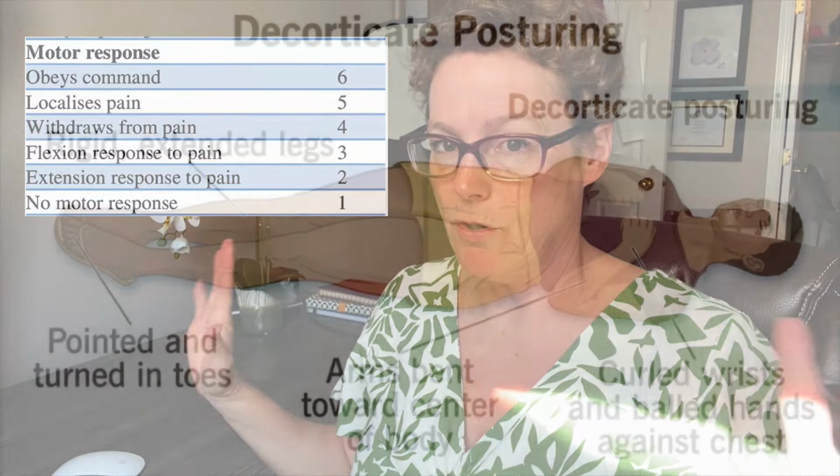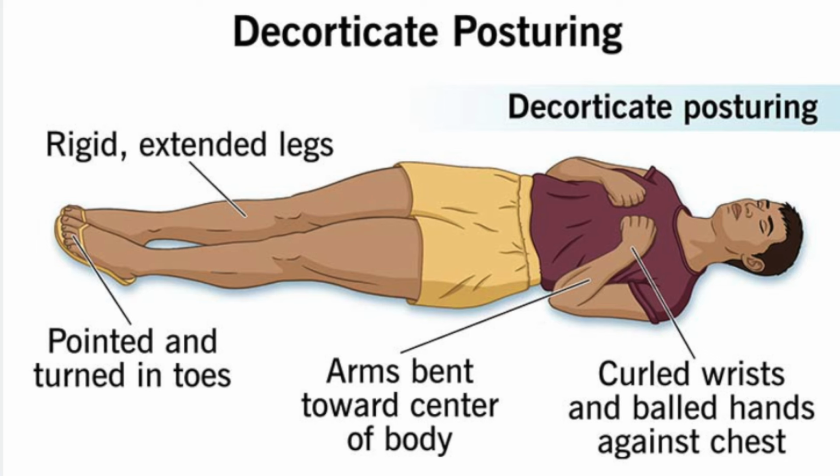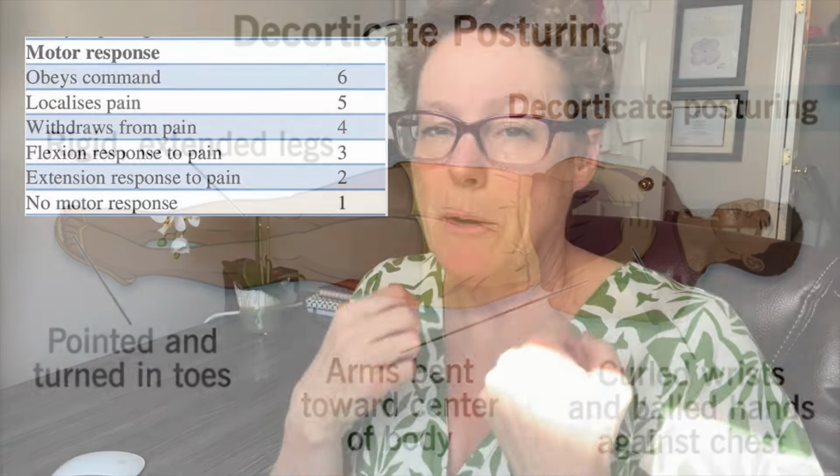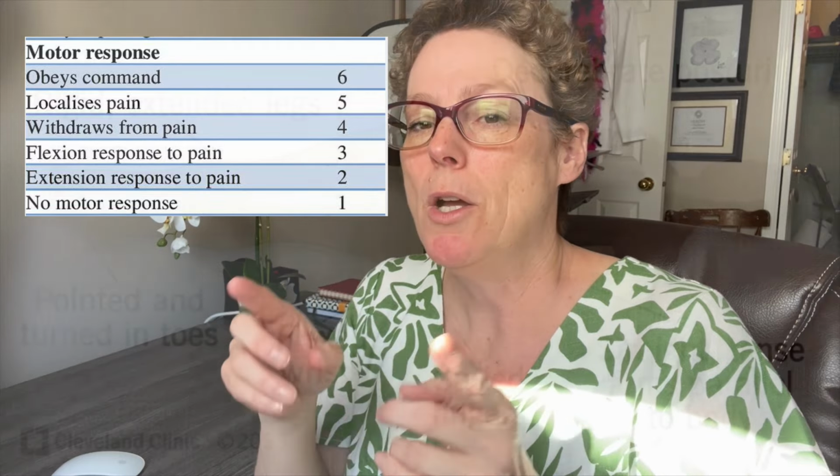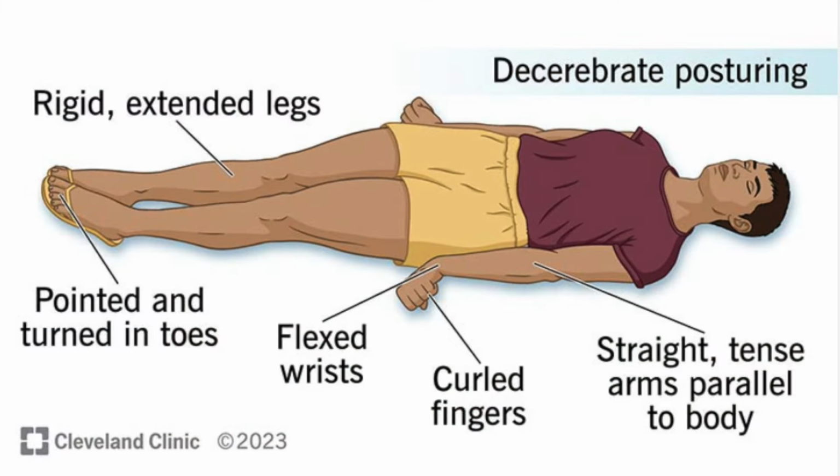Their whole body, so their arms are coming in, their feet are crossing over, and their wrists are in flexion. It's all in here. That would be a 3 out of 6. A 2 out of 6 would be decerebrate, meaning they are moving outward. And so you'll see abnormal extension.